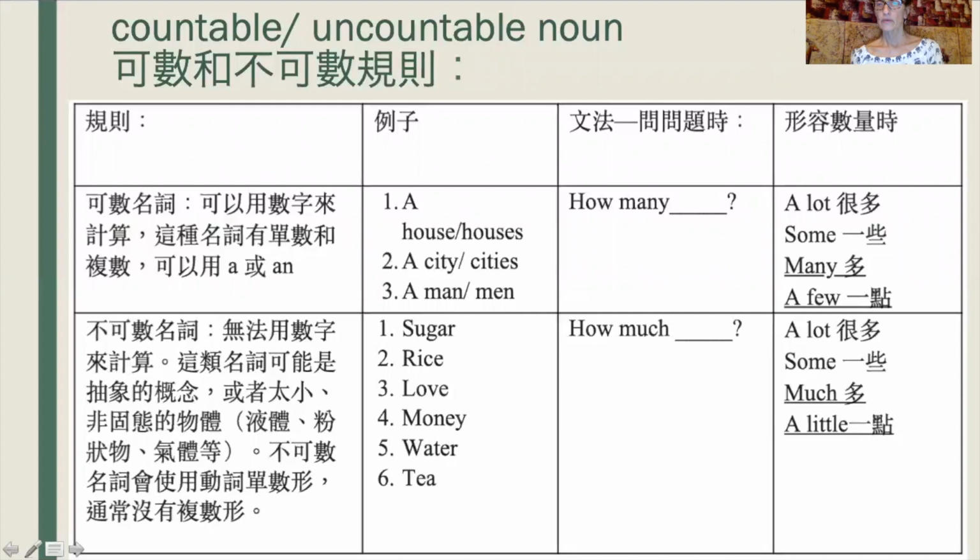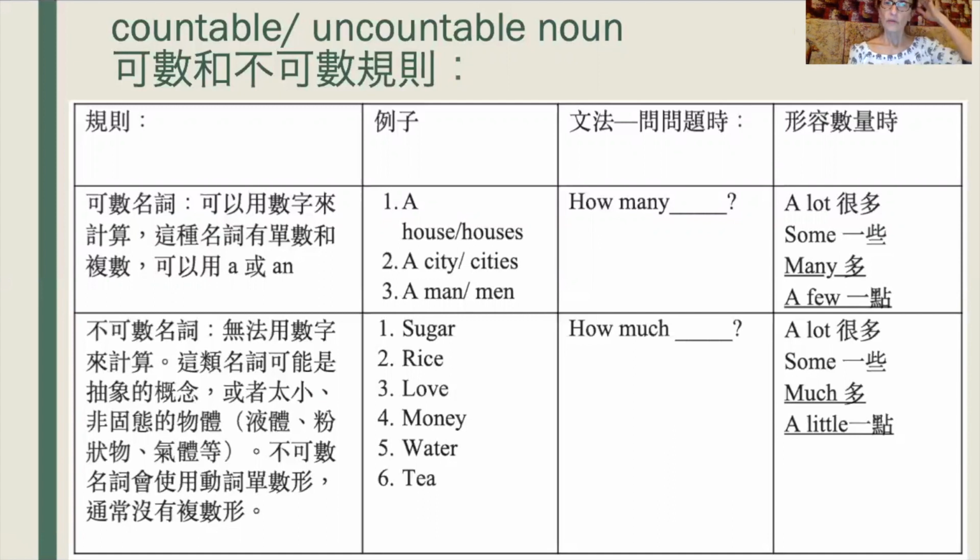So let's move on to the next, and I'll move my picture out of the way so you can see what's going on. And now we're going to talk about countable and uncountable nouns. Okay, countable nouns and uncountable, so 可数的 and 不可数的名词, and the rules about them, 规则.